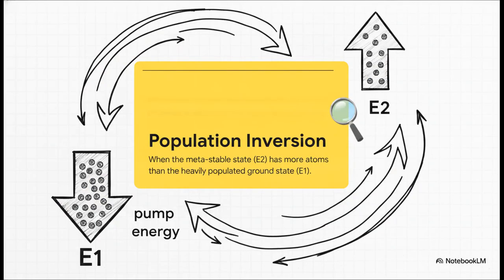But to make this atomic engine run continuously, we have to achieve something called population inversion. Literally, this just means we need more atoms sitting up in that metastable E2 state than down in the ground state E1. Now, because E1 is the natural ground state where atoms inherently want to be, it is heavily populated by default. So we're basically fighting nature here. It takes a massive amount of pump energy to flip that natural order and successfully invert the population.